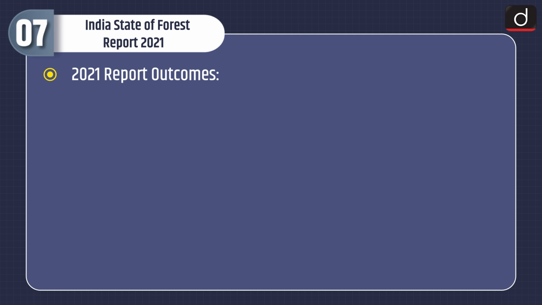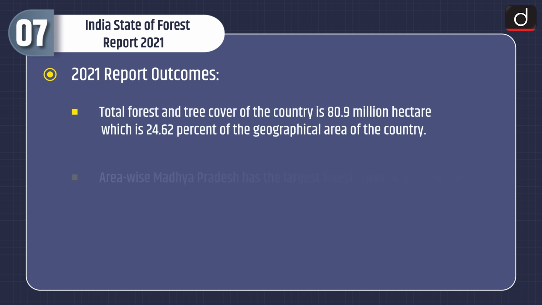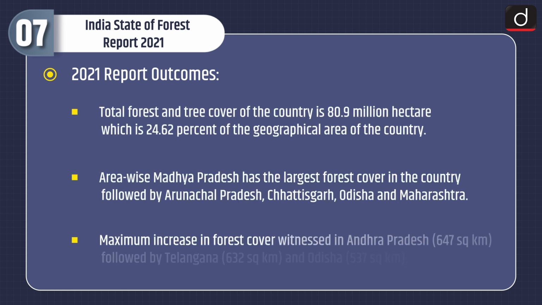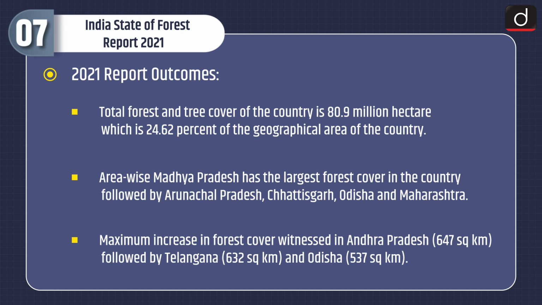The 2021 report outcomes are: total forest and tree cover of the country is 80.9 million hectare, which is 24.62% of the geographical area of the country. Area-wise, Madhya Pradesh has the largest forest cover in the country, followed by Arunachal Pradesh, Chhattisgarh, Odisha, and Maharashtra.